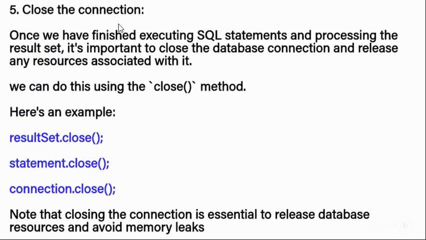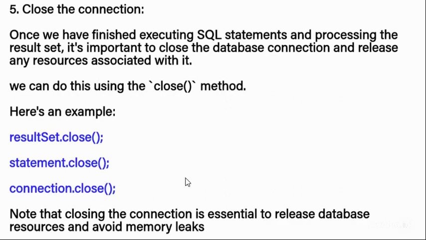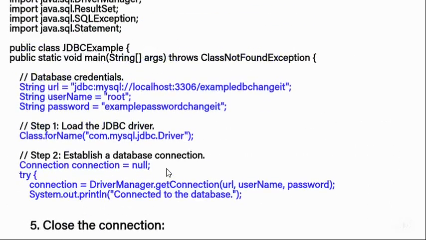5. Close the connection. Once we have finished executing SQL statements and processing the result set, it's important to close the database connection and release any resources associated with it. We can do this using the close method. Here's an example: resultSet.close(), statement.close(), connection.close(). Note that closing the connection is essential to release database resources and avoid memory leaks.